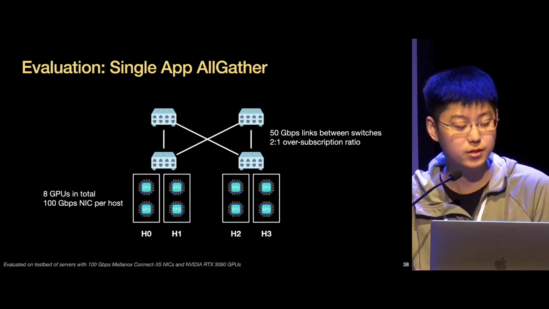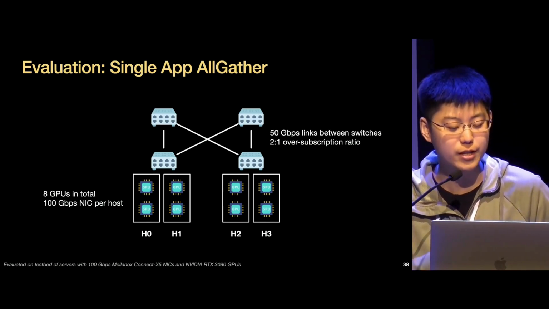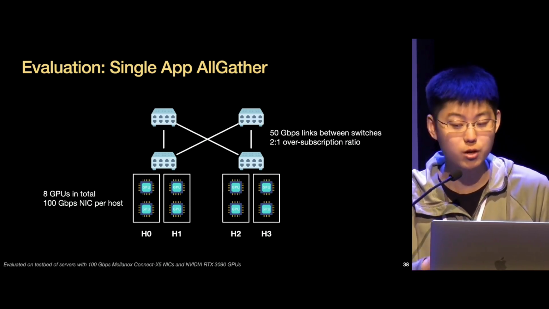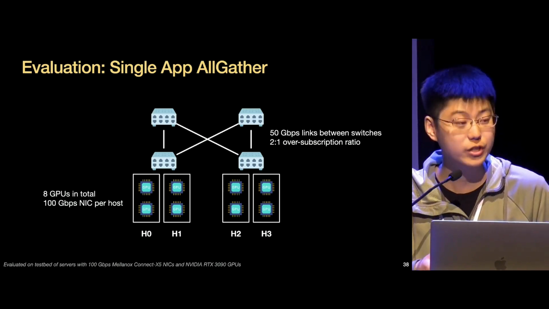We first evaluate a single application all-gather performance on 8 GPUs, where each host has 2 GPUs. Each host also has a 100 gigabits per second NIC for inter-host communication.